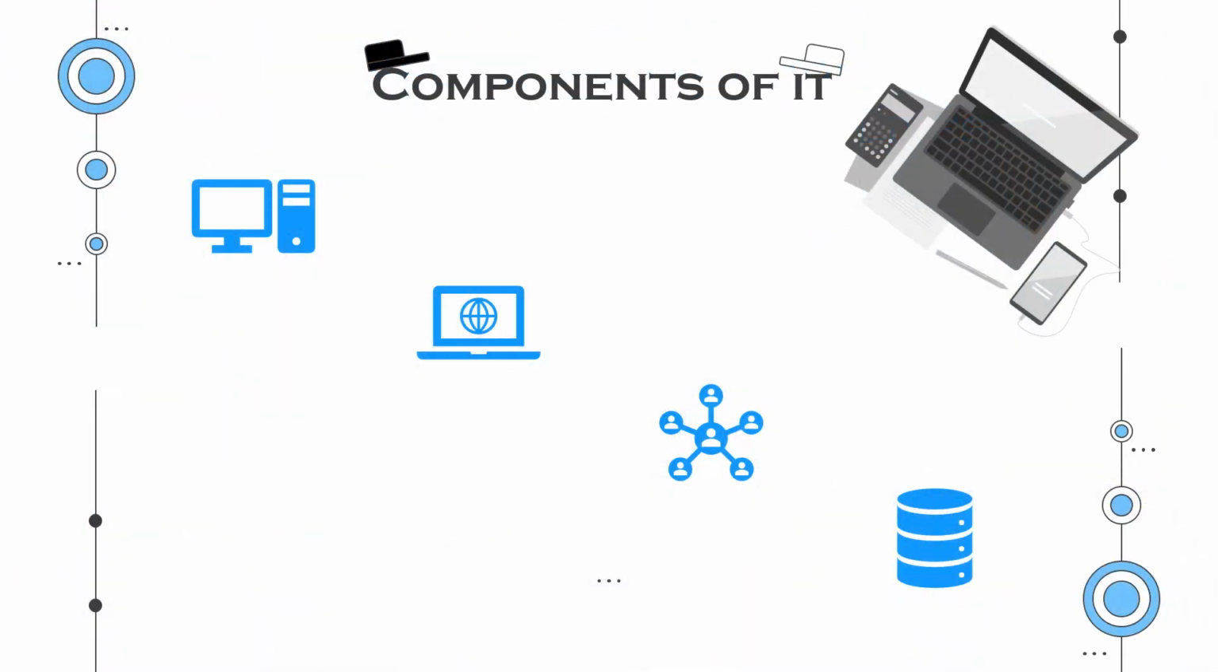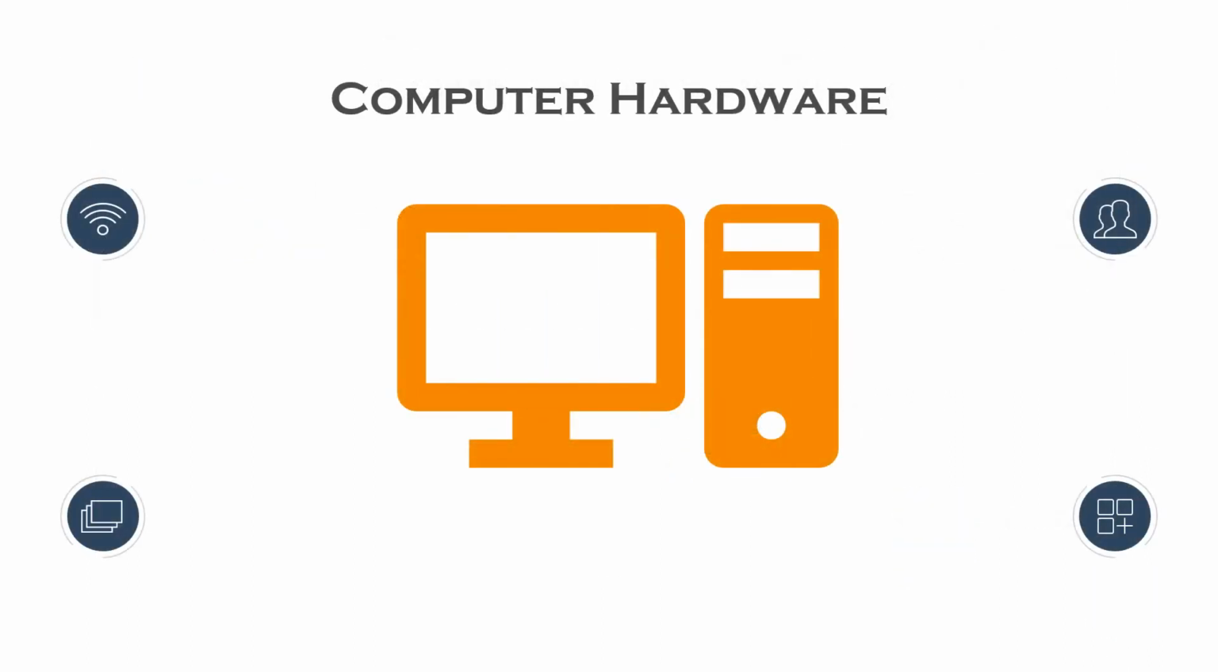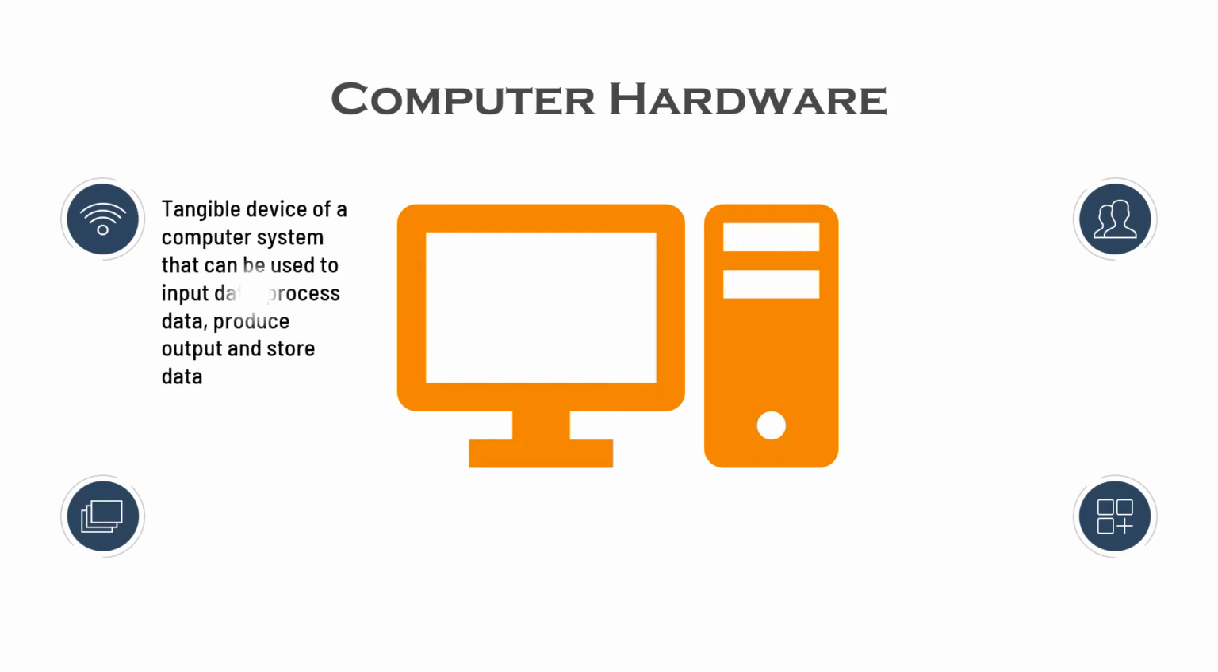Alright, about now we'll be moving to our next section, which is about the components of information technology. There are only 4 components in IT, which are the hardware, software, network, and finally the data. So let's see what the components are about. We're starting off with computer hardware. So what is computer hardware? Computer hardware means a tangible device of a computer system that can be used to input data, process data, produce output, and store data. Computer hardware is a physical component which you can easily find inside the computer.